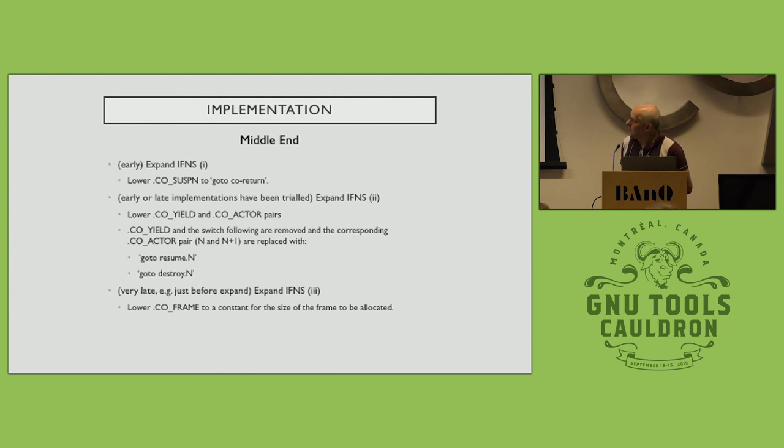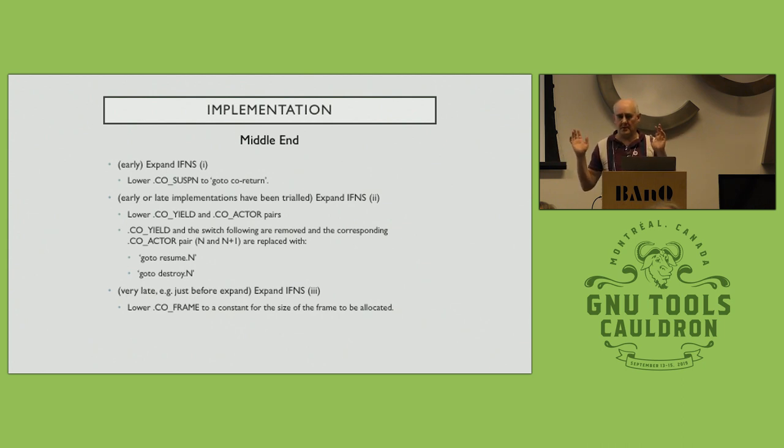Now, we encapsulate the fact that we've yielded and the fact that we may wish to resume or destroy a coroutine. We actually have to do something to keep those bits of code in place. Otherwise, they will look like dead code and be eliminated. And we do this by having an internal function which is called co-yield, and internal functions which are called co-actor. So in my dispatcher, each dispatch entry has a co-actor, and in my suspend point, each suspend point has a yield. And the yield ties up the resume and destroy re-entry points until later in the compilation.